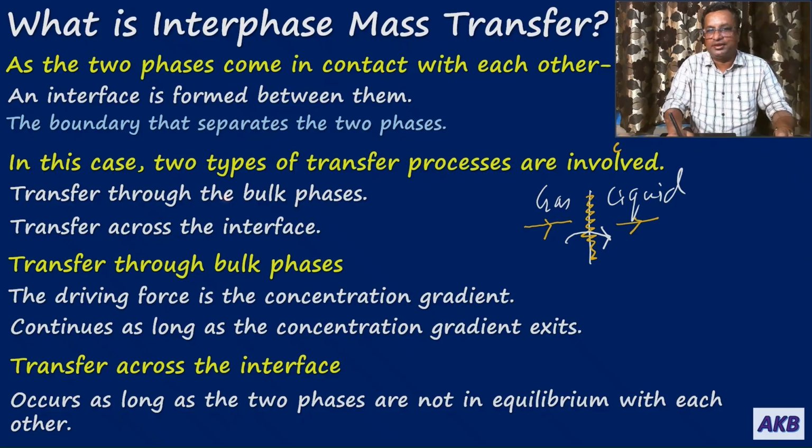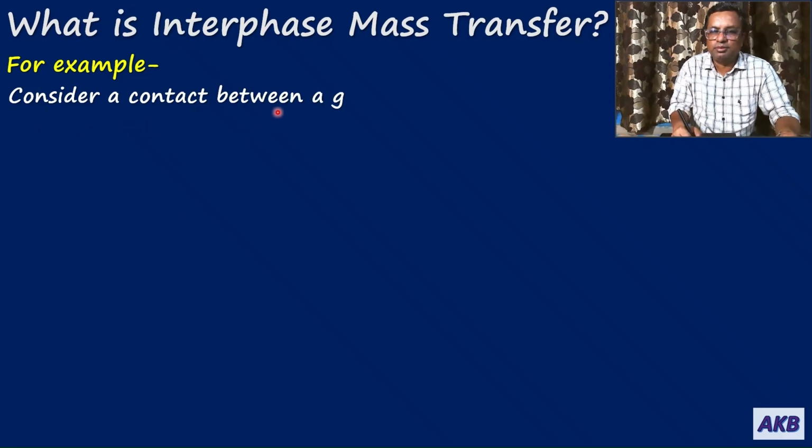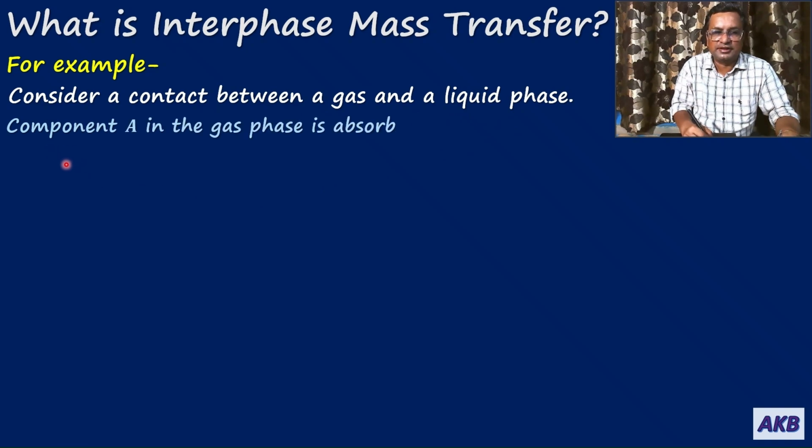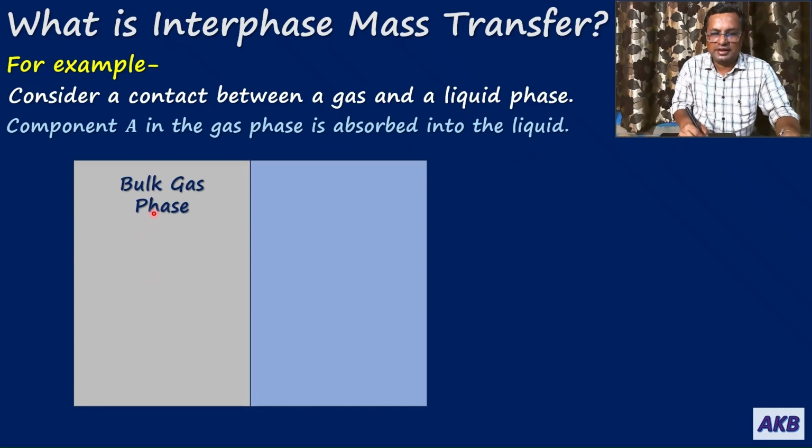Let us move ahead. Okay, now let me talk about the example. Consider a contact between a gas and a liquid phase, and we are going to consider the transfer of component A in the gas phase. It is absorbed into the liquid. So you have the bulk gas phase, and then you have the bulk liquid phase. As soon as the two phases come in contact with each other, there is formation of a boundary, and this boundary is nothing but the interface.